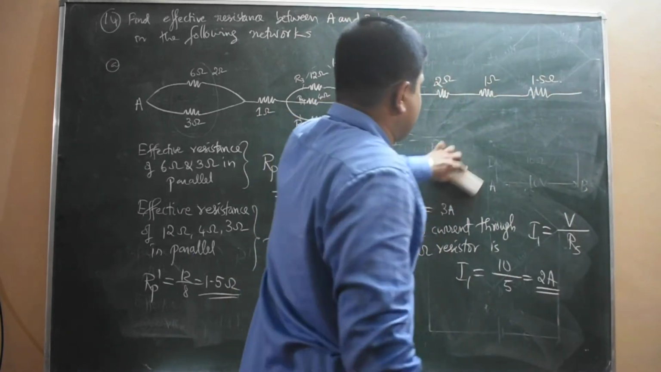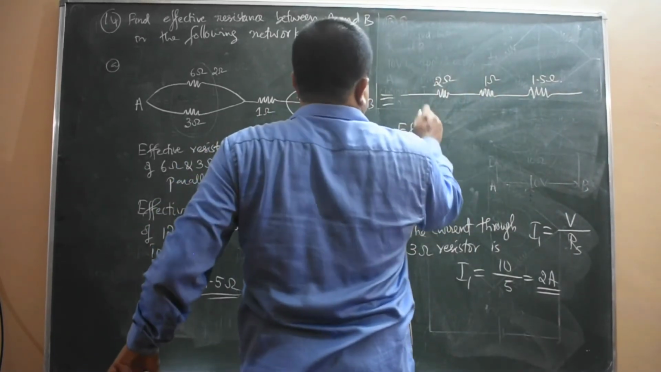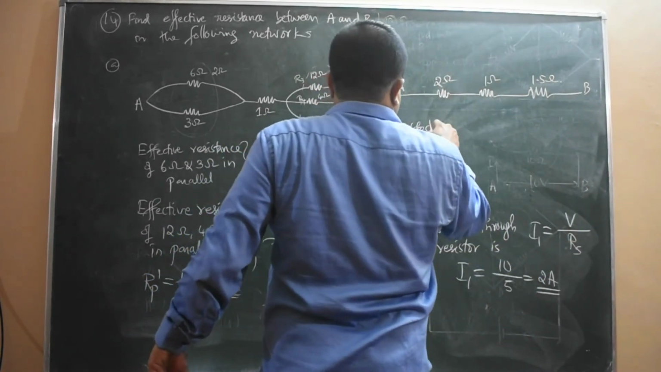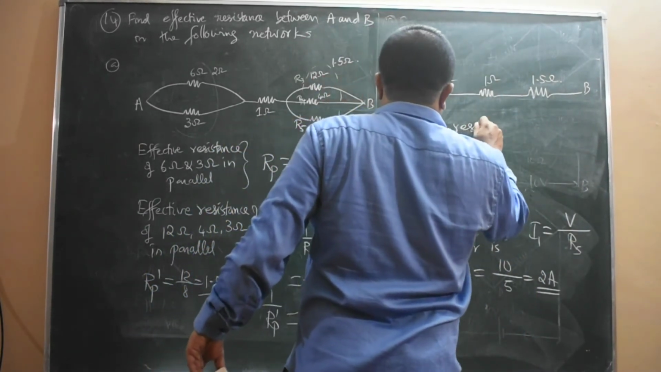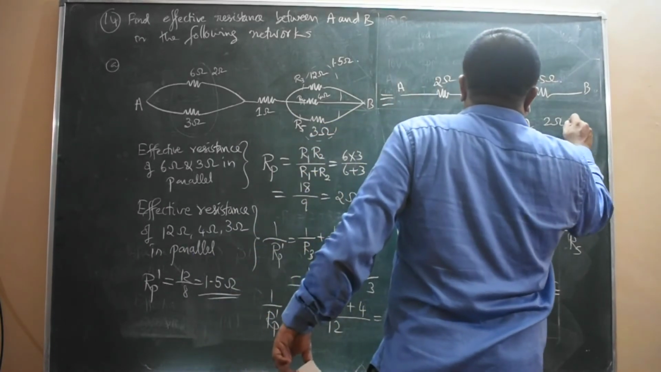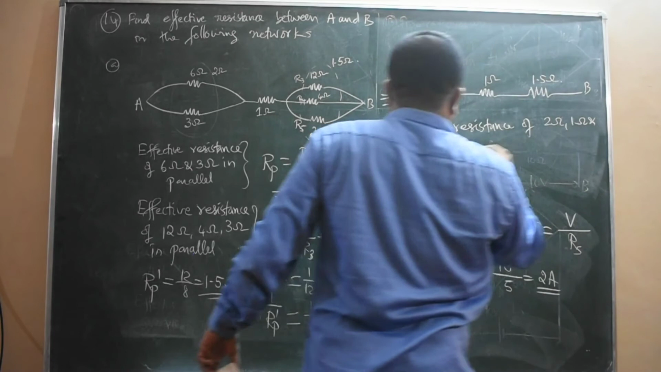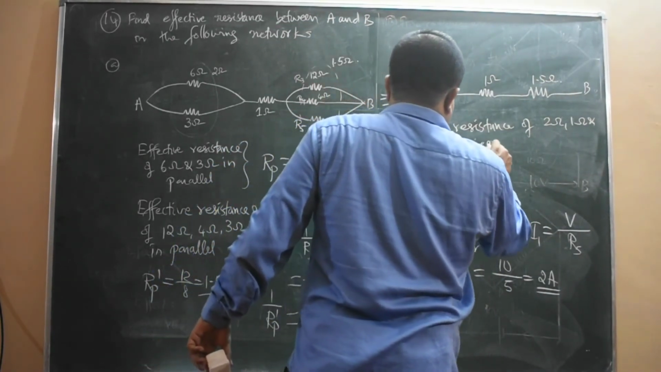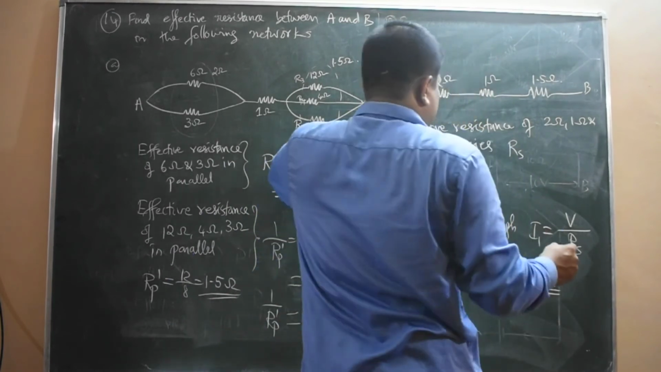Last one step is there, that is effective resistance. This is between A and B. Effective resistance of 2 ohm, 1 ohm and 1.5 ohm in series. In series, I write RS.